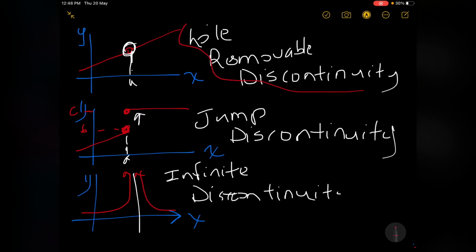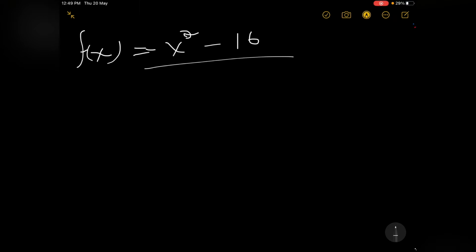For the removable discontinuity, as the name suggests, we can remove that discontinuity. So whenever we have a hole, we can remove that. So let's look at an example where we can remove the hole. Say you're given this function, f of x equals x squared minus 16 over x minus 4. And you're to test if this function is continuous at x equals 4.